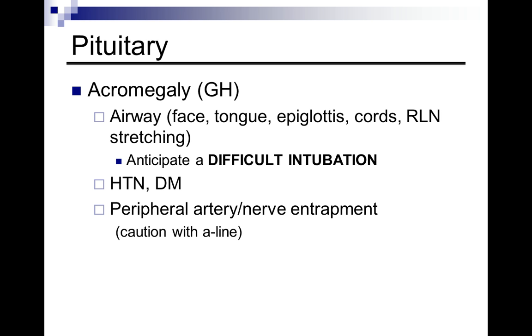There's a high incidence of hypertension and diabetes in patients who have acromegaly, and they may be at increased risk for entrapment of peripheral arteries and nerves. So for example, you would want to be cautious with A-line placement or peripheral nerve blockade.